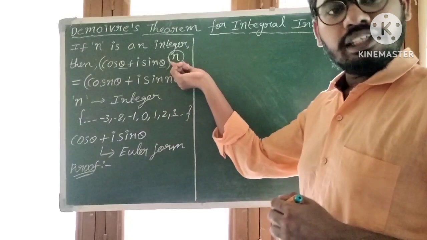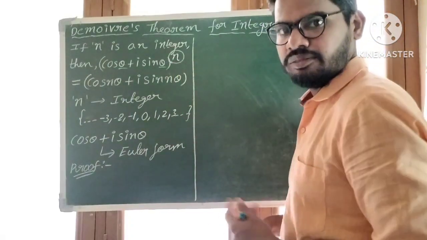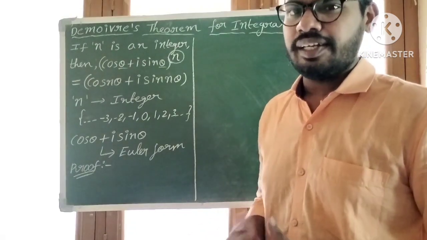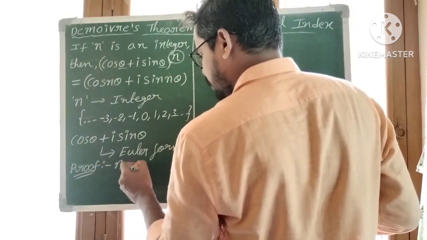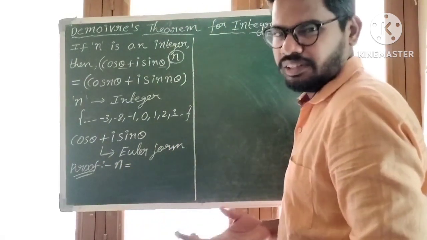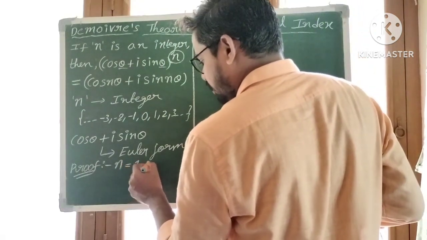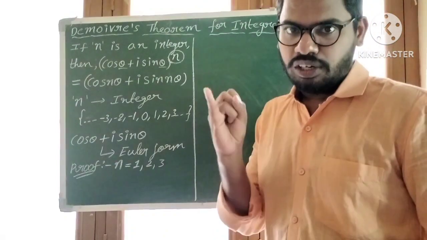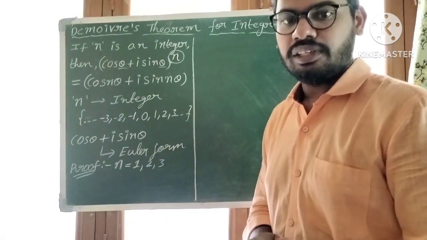Here n is an integer. Let us verify this formula. Here I am using mathematical induction, or a trial and error method. Let us consider some integers. I am taking positive integers for easier calculations: 1, 2 and 3. I am going to verify this formula for these 3 integers.